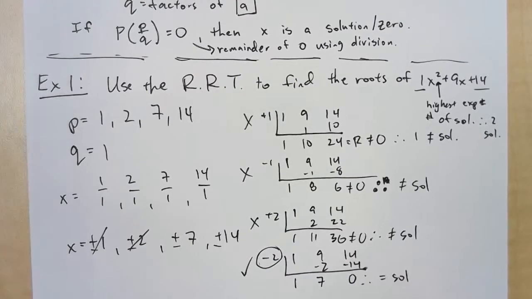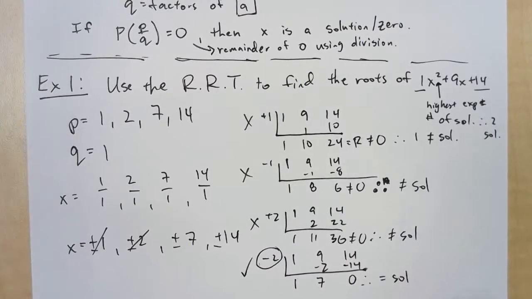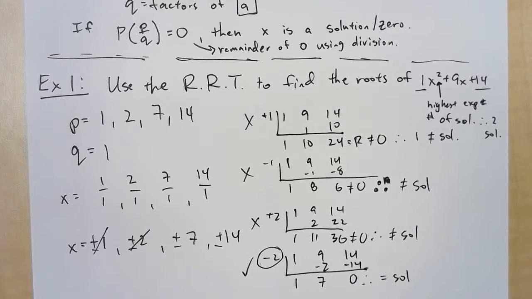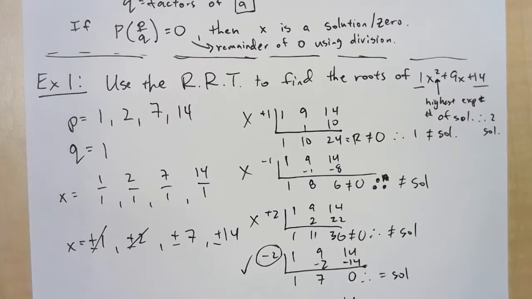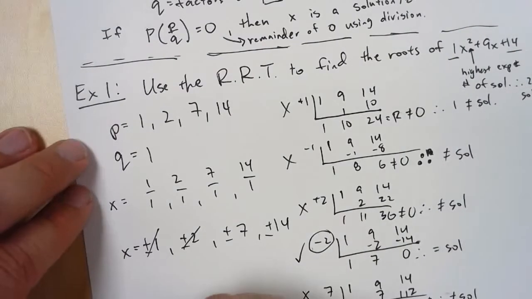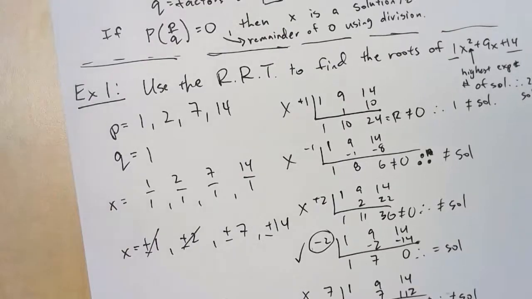Let's try negative 7. 1, 9, 14, 1. Negative 7 is negative 7. 9 minus 7 is 2. 2 times negative 7 is negative 14. 14 minus 14 is 0. Therefore, because our remainder equals 0, it is a solution. Wonderful. So no on this one, yes on this one. So our two solutions are equal to negative 2 and negative 7. And that's how it goes.